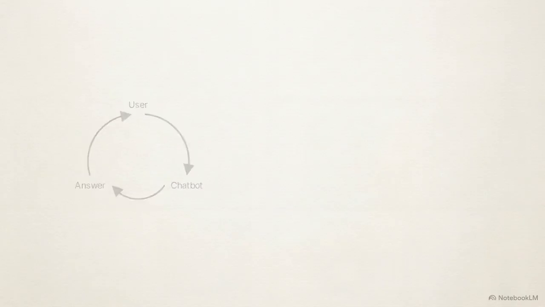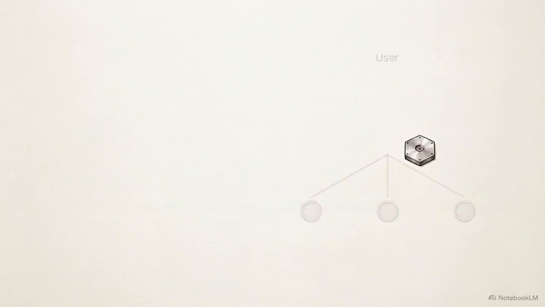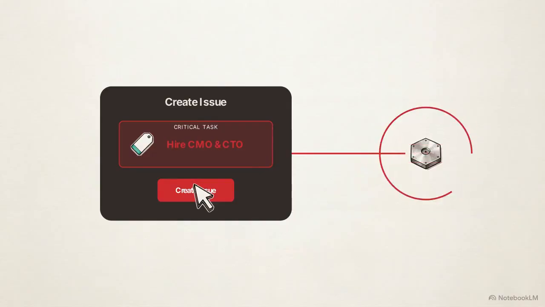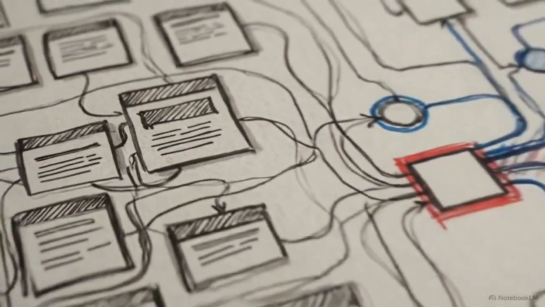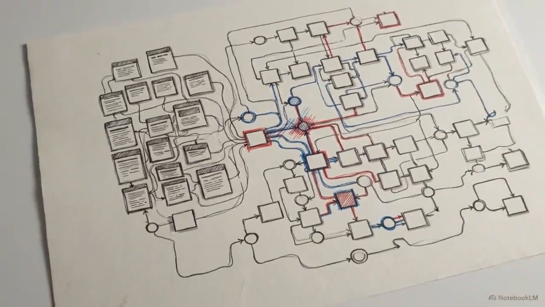This model illustrates how the workflow differs from a standard chatbot. Paperclip operates as an issue tracker. You provide a mission, and the CEO decomposes it into a backlog of actionable issues. Let's create your first issue ticket. Assign the CEO a critical task to hire a CMO and CTO. By issuing this ticket, your role shifts from an operator generating step-by-step prompts to a board member directing overall corporate strategy.